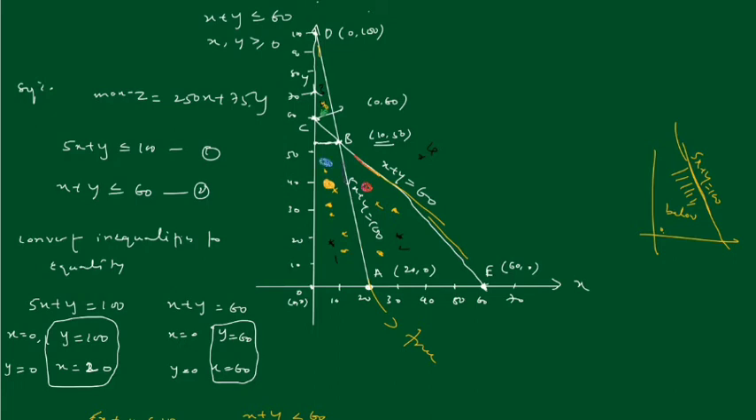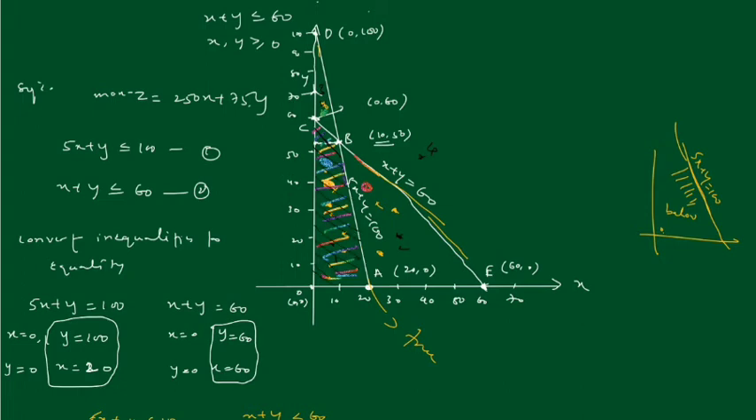So the common region is nothing but what here? This region is the common region. So we can say it is our feasible region, or you can say solution region.